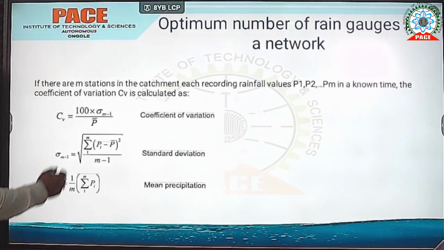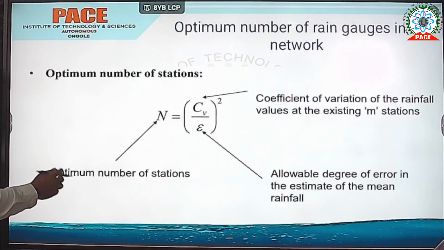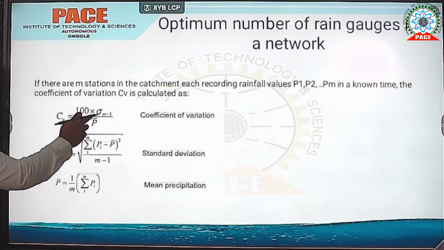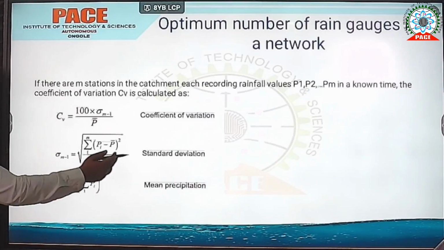Now the coefficient of variation equals 100 into sigma m minus 1 by P bar, where P bar is the mean value and sigma m minus 1 is the standard deviation. P bar is equal to 1 by m into the sum of the values from 1 to m, where m is the number of rain gauge stations existing. Now we have to give the N value which has to be added for that particular area. So now this is the standard deviation.